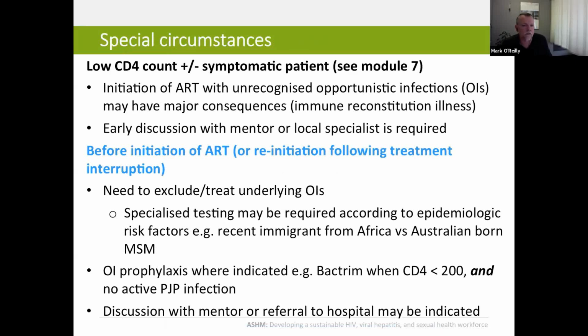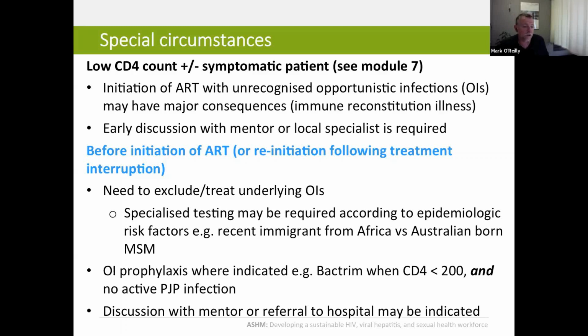So in terms of the lower CD4 count I alluded to earlier, or in symptomatic individuals, so if someone's got an unrecognised opportunistic infection or they've got symptoms, initiating antiretroviral therapy may have significant consequences and can even be fatal. And cryptococcal meningitis is one of those scenarios. If anybody is symptomatic or they have a very low CD4 count and you're just not sure, it's critical to speak to your mentor or a hospital-based specialist, but always be thinking about those late presenters with low CD4 counts and whether or not they may have opportunistic infections on board.